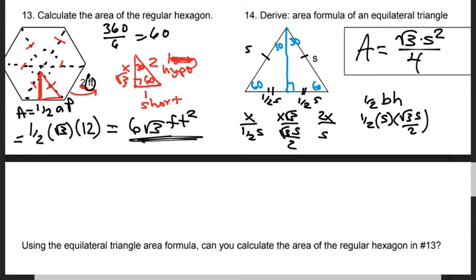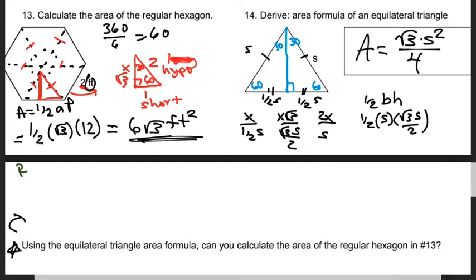And then down here, it wants us to use this formula. I don't know why I cut off on 2 pages, but I'm going to just show my work over here. Let me get a different color on here. Let's go green. Using that formula, it wants me to calculate the area of the regular hexagon in number 13.